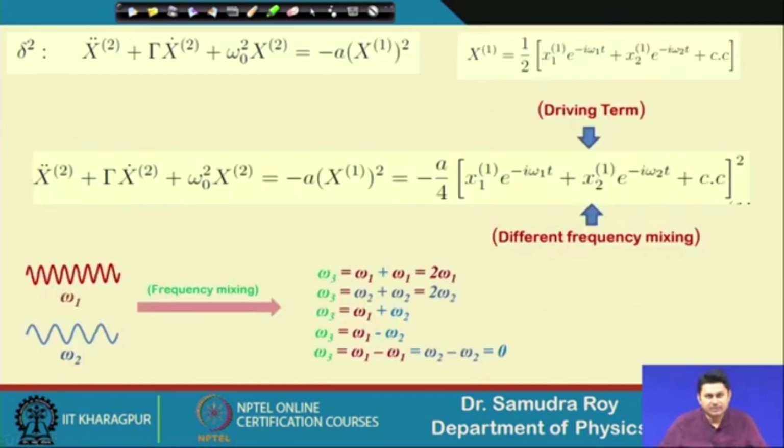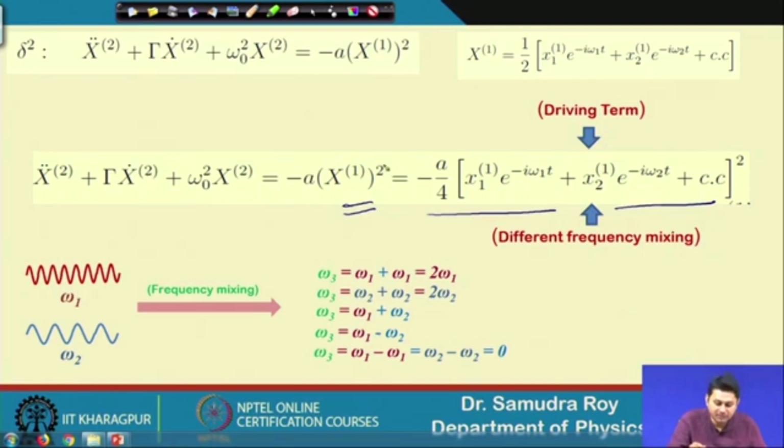So that was our second equation, and this equation suggests that we have some kind of source term sitting here depending on x1, and the next thing was what the frequencies are. There are many frequency components in x1, because the launching electric field had two different frequencies, and here we have the square term as a source. Because of this square term, what happened? We have different frequency components.